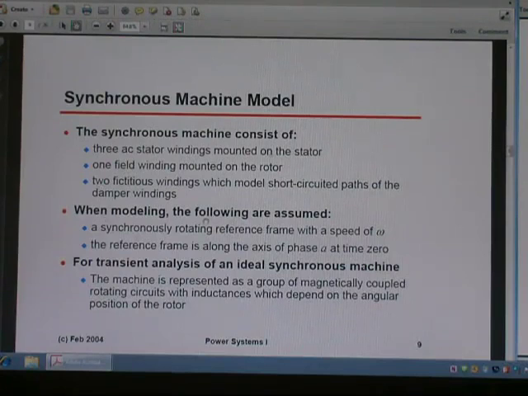And when the windings are modeled, we assume the rotating reference speed is omega and the AC is A. For the transient analysis, we have to represent a group of magnetically coupled rotating circuits. The whole magnetically coupled rotating circuit has an inductance. They depend on the angular position of the rotor. So the magnetic circuits depend on the angular position of the rotor.